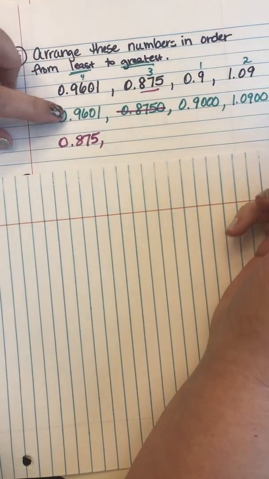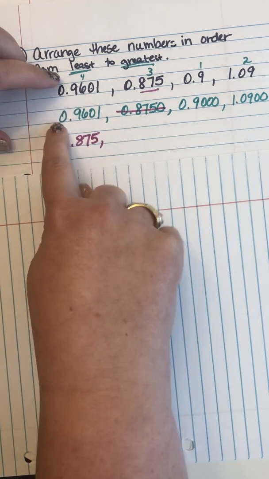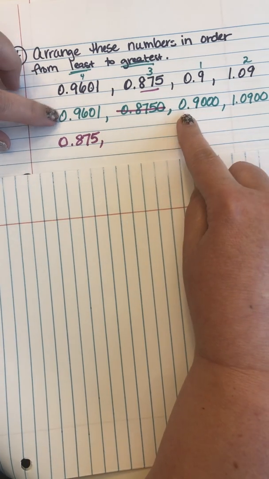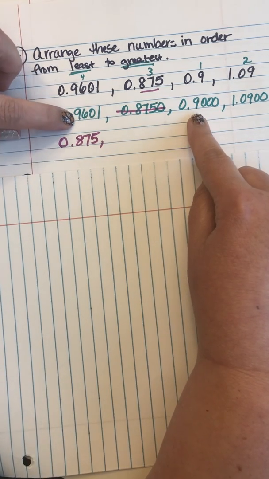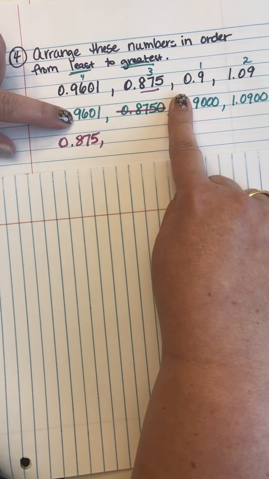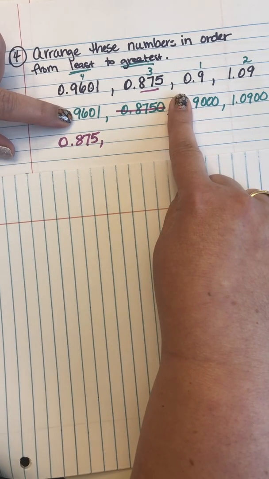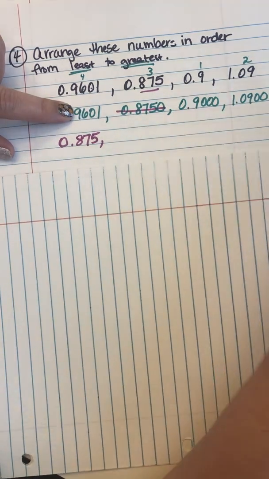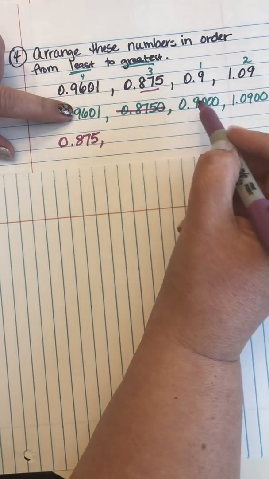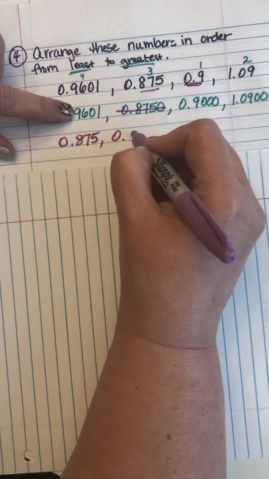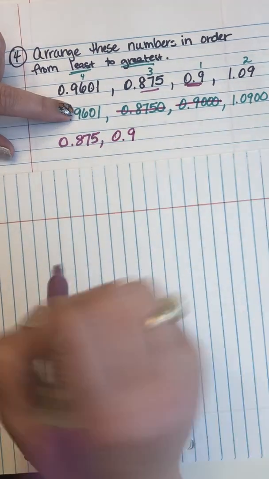Now I'm going to look at my digits again. I have a 0, and a 1, so I know I'm not dealing with the 1 quite yet. So let's look at the 9,601 10,000ths or 9,000. Which of those is smaller? I know that 9,000 is smaller than 9,601. So I'm going to put that number next in its original form and cross it out.